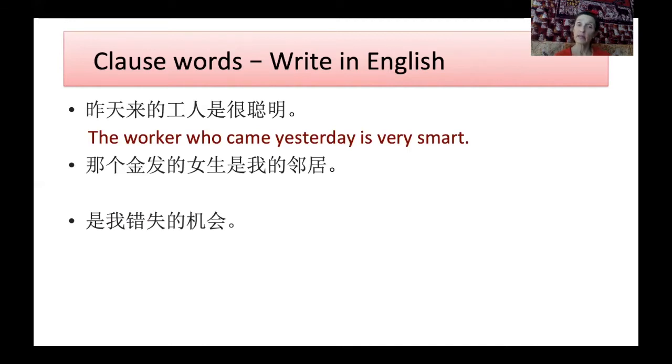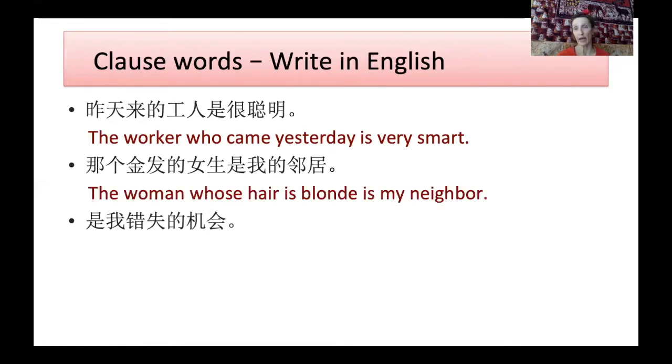So this sentence is about a girl or woman who has blonde hair. 那个金发的女生是我的邻居. So she's my neighbor. So the woman is my neighbor and the woman has blonde hair. So how do you put those two ideas together? And what word do you use? The woman whose hair is blonde is my neighbor. Whose hair? Because it's about possession. 拥有权. Her hair. Her hair is blonde.